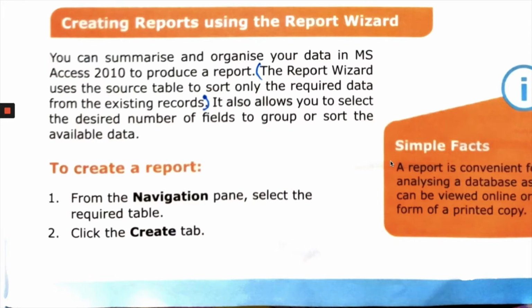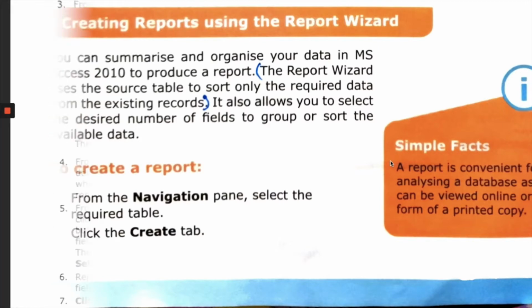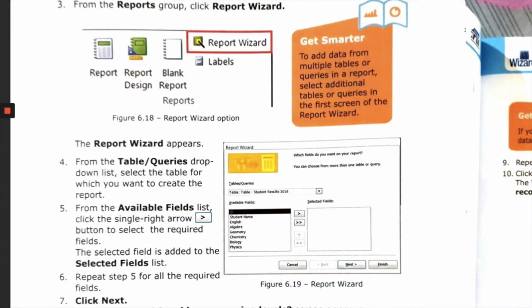To create a report, from the navigation pane, select the required table in which you want to create a report. Click the Create tab. From the Reports group, click the Report Wizard. The Report Wizard option appears.